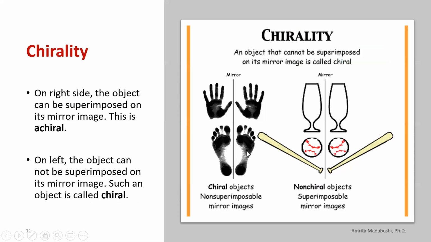They really look like mirror images, perfect, very nice. But when you put them on top of each other, this is going to stick out on that side, and this is going to stick out on that side. So these are called chiral objects. They are non-superimposable mirror images. Is there anything that you want to clarify in this, or was there anything confusing in this?